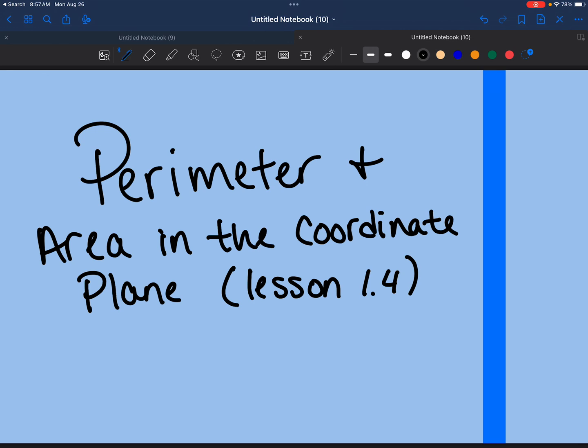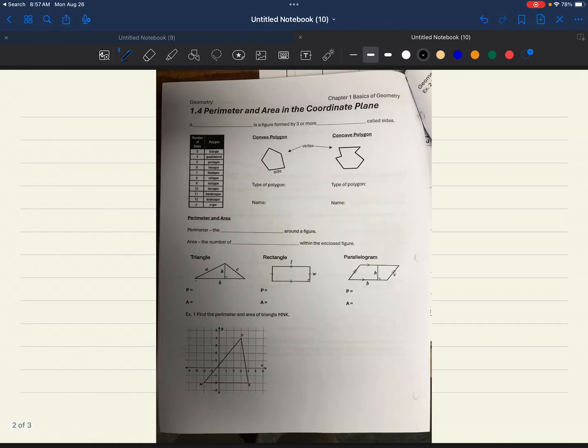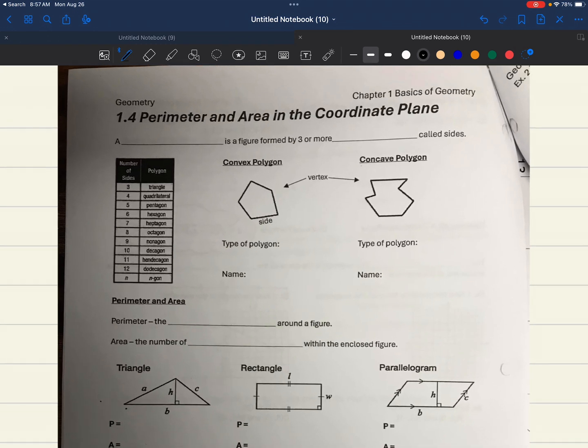All right, today we're looking at lesson 1-4, which is going to be perimeter and area, specifically in the coordinate plane. So we're going to go over just a reminder of naming of some figures. We're going to go over some reminders of formula to find perimeter and area of specific types of figures, and then we'll look through some of those examples. So in your notes, we're starting with 1-4, perimeter and area in the coordinate plane.